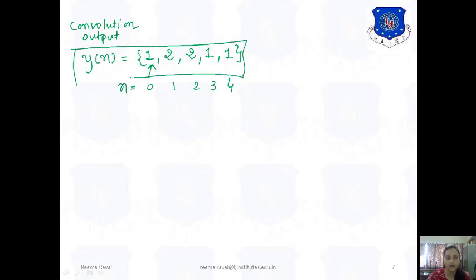That means the convolution output sequence, or convolved signal y of n, will have 5 values starting from n equals 0, 1, 2, 3 and 4. At instant 0 the value was 1, at instant 1 the value was 2, at instant 2 the value was 2, at instant 3 the value was 1, at instant 4 the value was 1. At instant 0 we need to indicate the arrow, right? So this is the final output using the graphical method for the linear convolution.